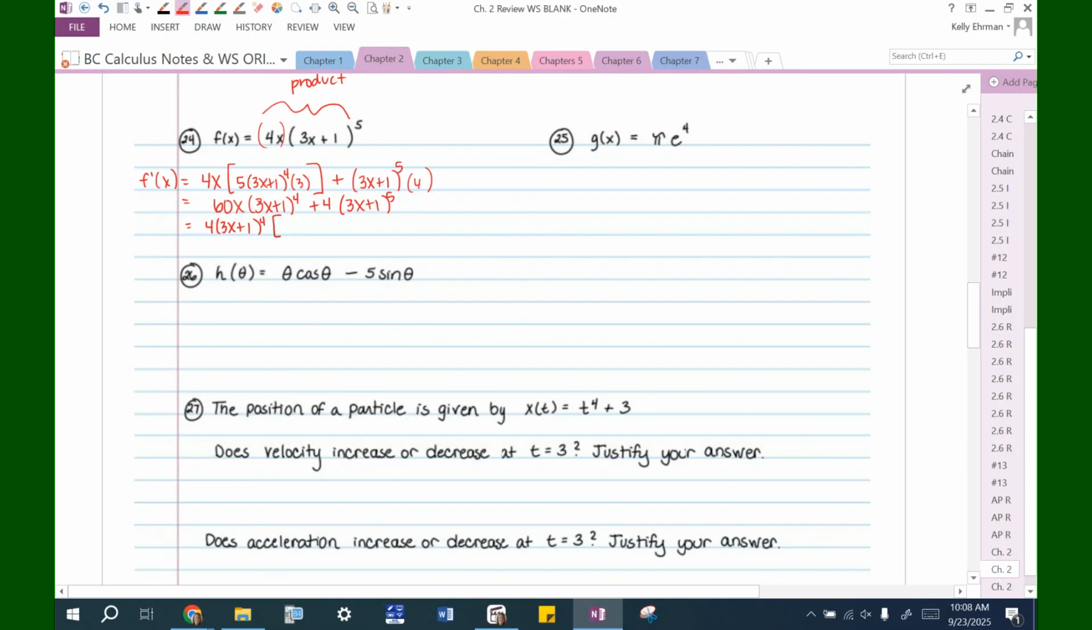And what would that leave me with? 60 divided by 4 is 15x. This cancels out completely. Plus the 4's cancel out. We're left with (3x + 1) to the first power. So that's 4 times (3x + 1) to the fourth, and then this cleans up to 18x + 1.